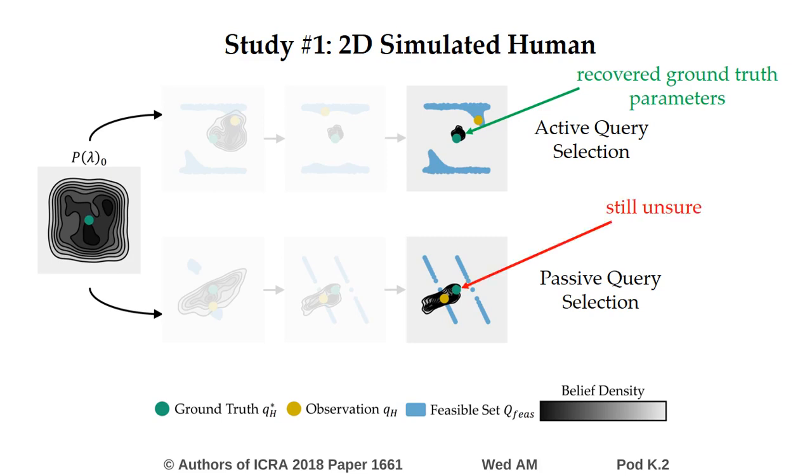On the other hand, passive query selection gets kind of stuck. It repeatedly selects the same query, even when it's no longer learning much from it. This results in a belief that's still quite uncertain, even after several queries.